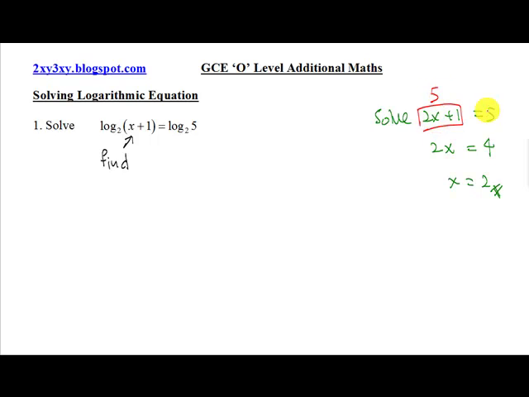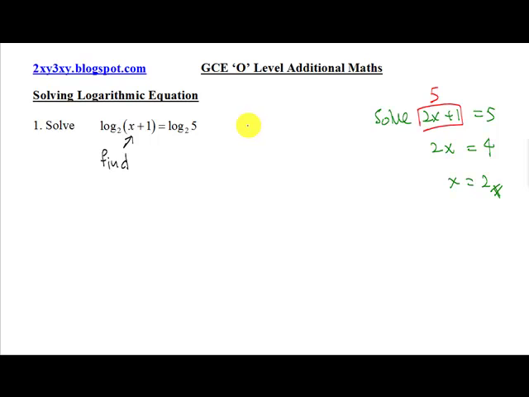And indeed, the right hand side of the equation is 5. Therefore, we say that x equal to 2 satisfies this equation. That is the meaning of solve. Again, solve basically is to find the value of x that satisfies this equation. So here, how are we going to find the value of x that satisfies this logarithmic equation?